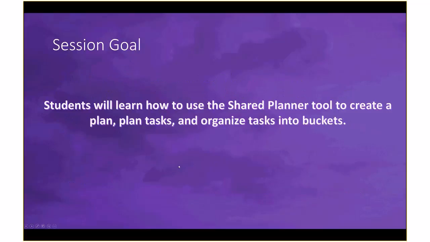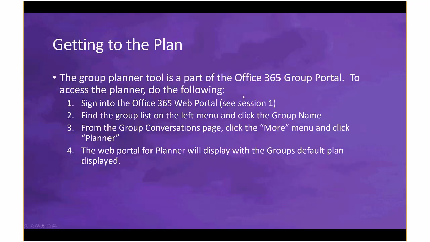So the goal is to learn how to use the Shared Planner tool to create a plan, to create planned tasks, and to organize those tasks into buckets. So getting to the plan. The Group Planner tool is a part of the Office 365 Group Portal. When we talked about Word, Excel, PowerPoint, all that, we talked about there's web versions, desktop versions, and mobile versions of those applications. Well, the planner, there's really only a portal version. You can see the plan in the mobile app, but if you want to edit the plan and all that kind of stuff, there really is only the web portal.